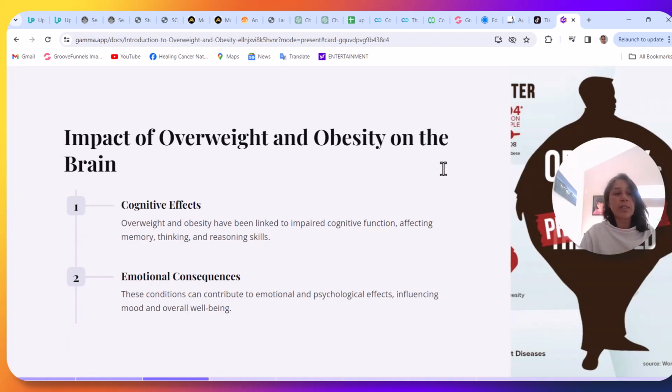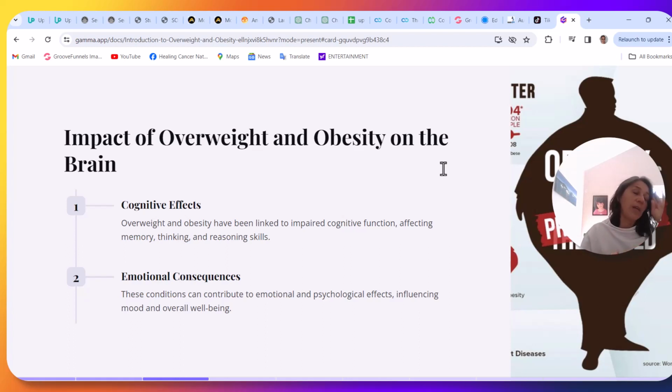Impact of overweight and obesity on the brain. Cognitive effects. There is Dr. Amos, a neuroscientist. I don't know if you know about him, but he scans the brains of a lot of people, and he noticed that when you have extra weight in your body, like overweight or obesity, your brain starts shrinking and becoming less cognitive. It has a direct effect, and it's been proven.